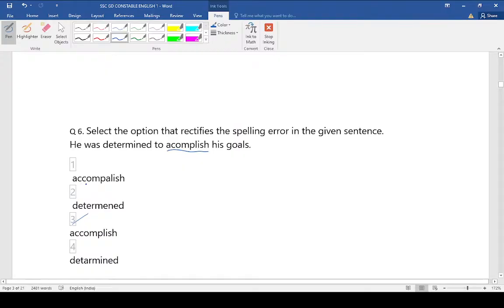Here also A, C, C, O, M is given. But here additionally A is given. That's why it is a wrong answer. So it is a correct answer. Here it is given correct. So now we will go for the next question.